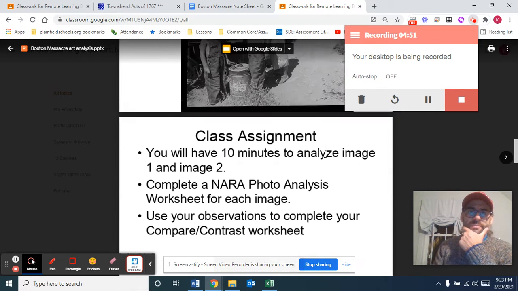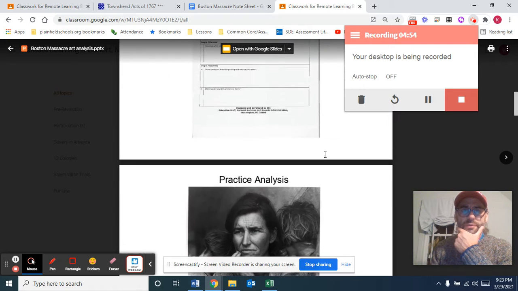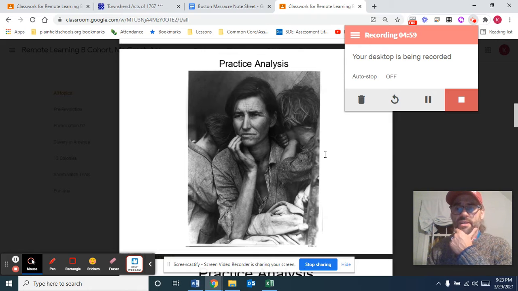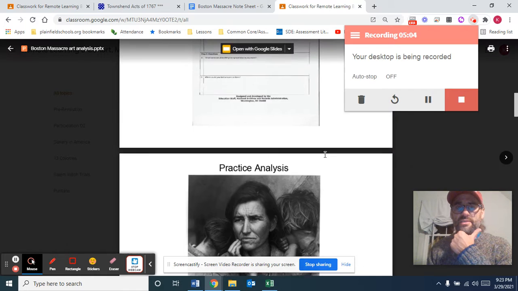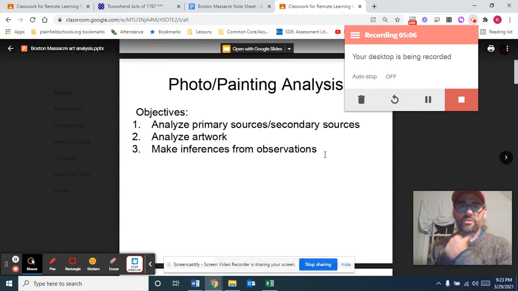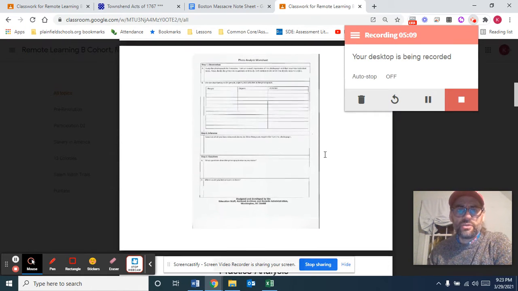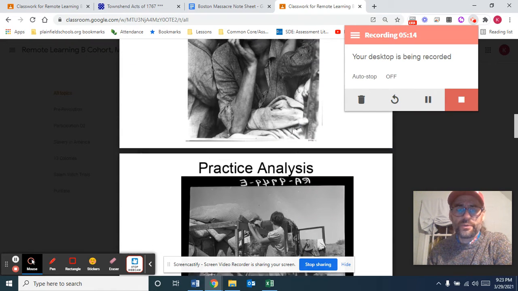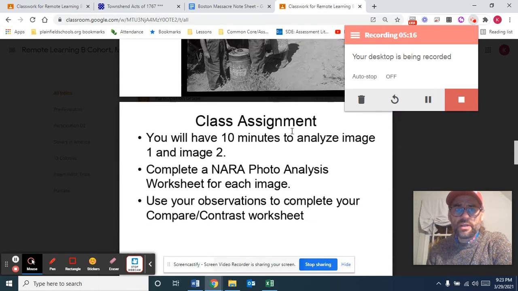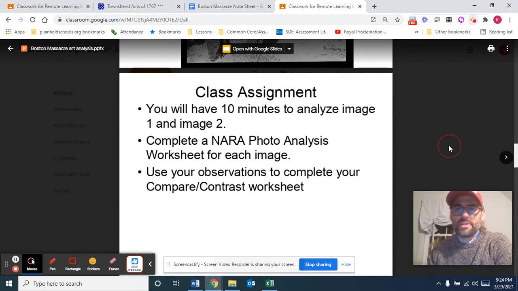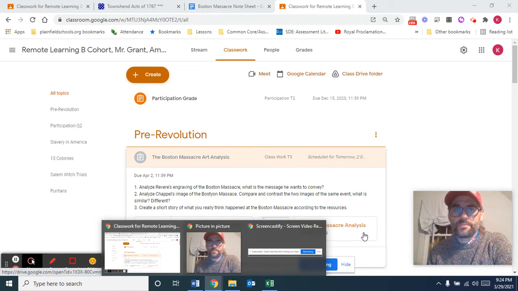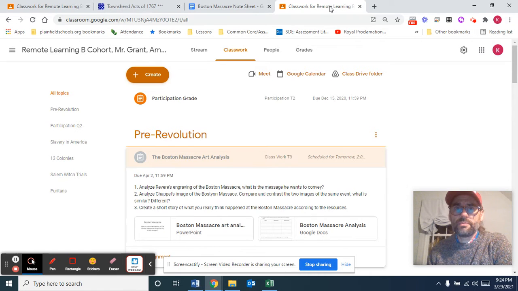So in this PowerPoint, there's a few pictures, and these are to practice your analysis on. These are some iconic photographs from the Great Depression. So we're just practicing our picture analysis. The activity has you using this graphic organizer, and I created one for you to use that's attached. Your assignment would be to analyze the image.